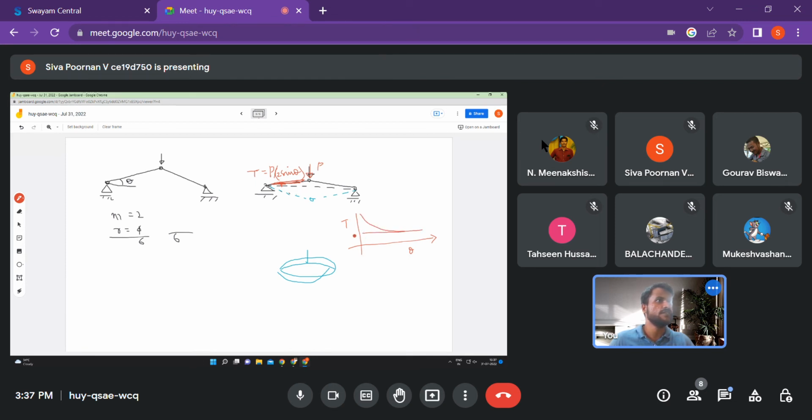This is P, and maybe this is 90 degrees. I'm just guessing. But this is the graph. When theta goes to 0, T shoots out. That is the understanding we have, right?